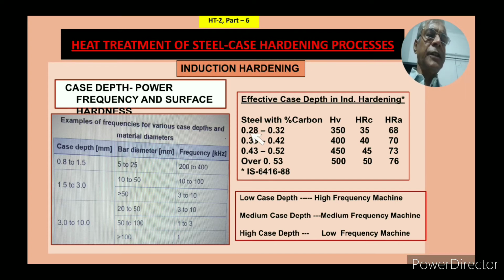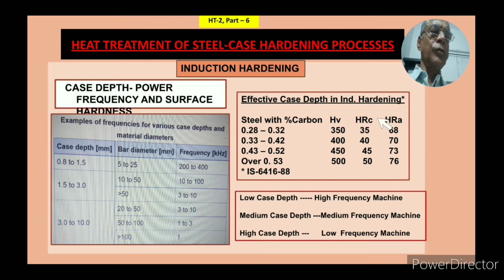with percentage carbon. See here, 0.28 to 0.32 carbon is there. Then the hardness cutoff point is 350 HV. If it is in HRC, it is 35. HRA, it is 68. Similarly, 0.3 to 0.42, it is 400 here. It is 40 here. It is 70. And if it is more than 0.53 carbon, then the cutoff point for checking the case depth is 500 HV, 50 HRC and 76 HRA.